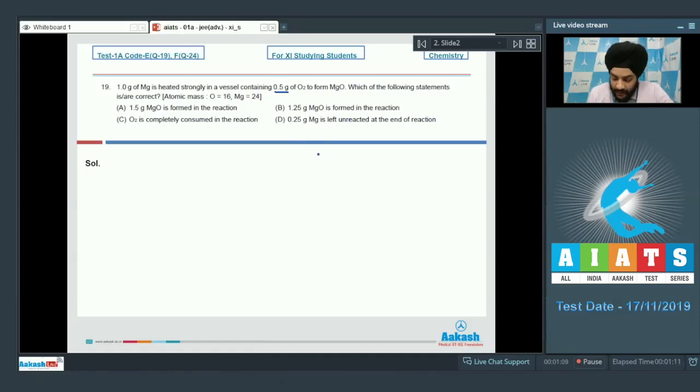Okay, so students, we know that magnesium reacts with half oxygen to form MgO. Looking at the stoichiometry, it is clear that 24 grams of magnesium will react with 16 gram of oxygen to give us 40 gram of MgO.